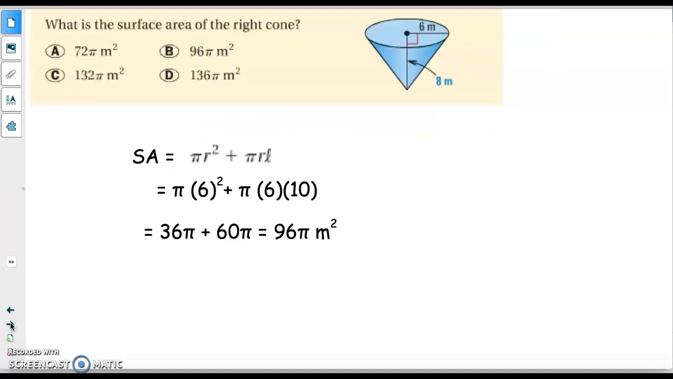This one says, what is the surface area of the right cone? The answers here are in terms of pi. If you want to just pause for a minute and look at it and give it a shot, go ahead and do that, and then we'll take a look at the answer down below.